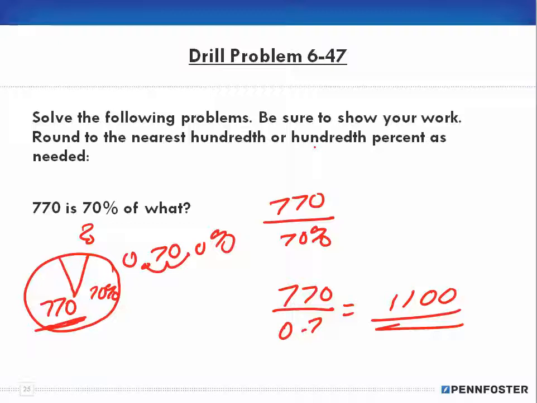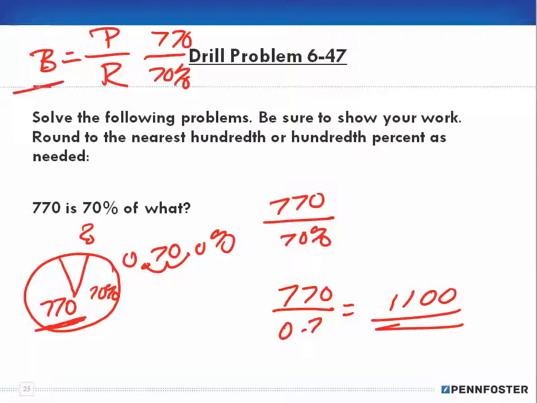Now, if I wanted to use the formula, I would be looking at the base equal to the portion over the rate. My portion would obviously be the 770, and my rate would be the 70%, in order to find the base. It ends up being the same math. So that's it for that problem.